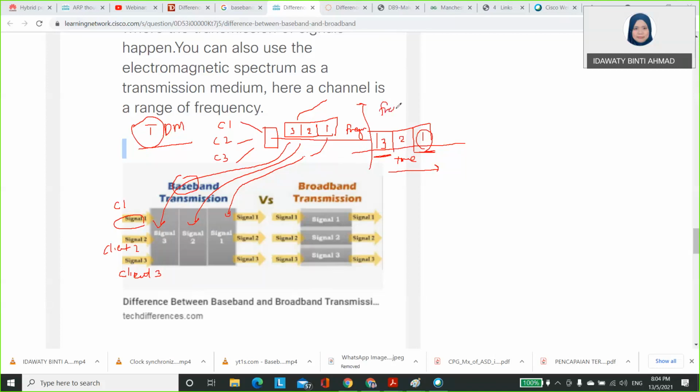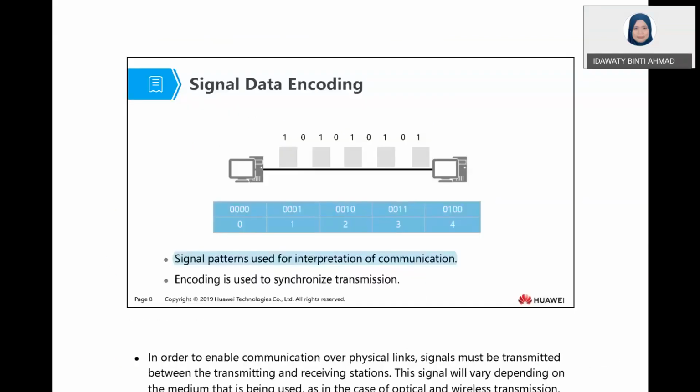Please check back your datacom notes, then you can probably understand what is meant by baseband and TDM. Okay, so let's move to signal data encoding.